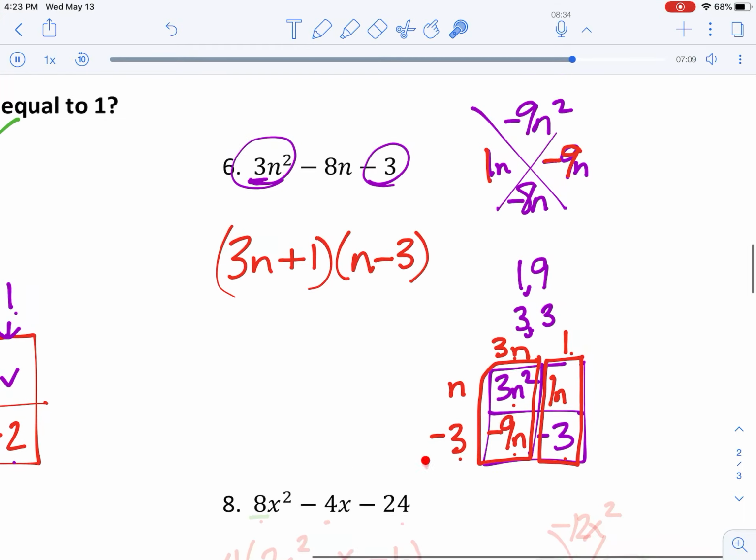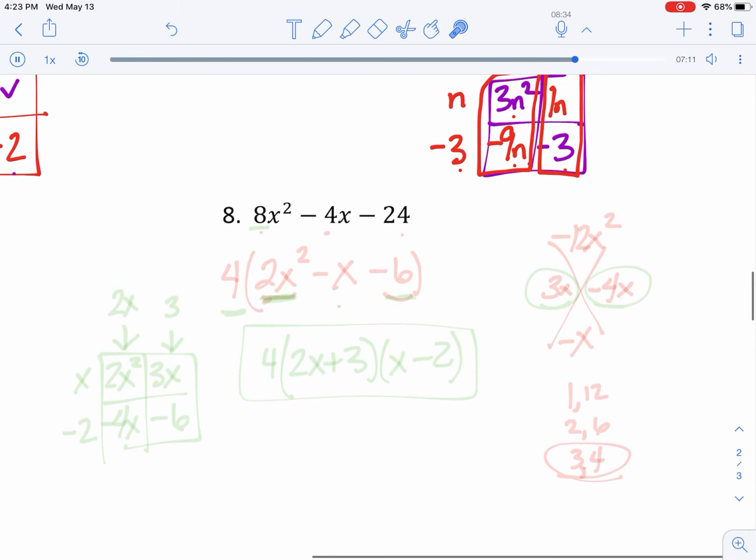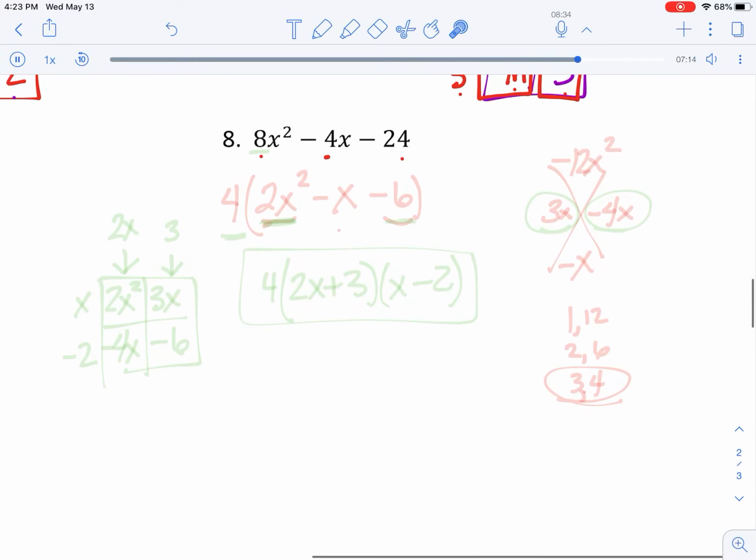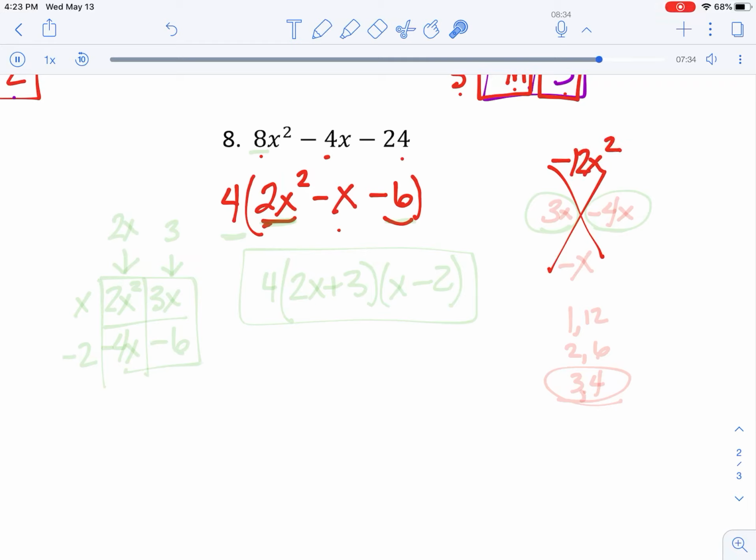Let's go ahead and do one last one, which is number 8. Common factor is going to be a 4. Always start with your common factor. It'll save you a lot of time. That leaves us with 2x squared minus 1x minus 6. Unfortunately, my leading term still isn't 1. So what multiplies this times this is negative 12x squared. And my middle term is negative x. Let's list out the factors. And I think I'm going to use 3 and 4 with a negative 4.